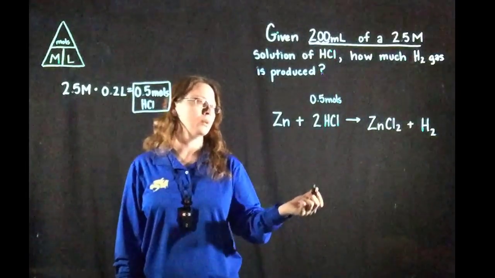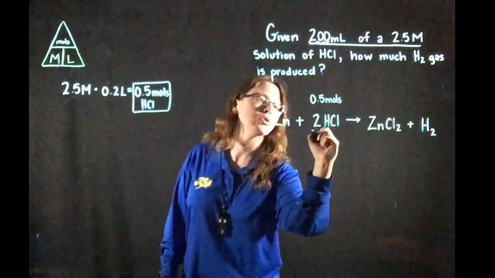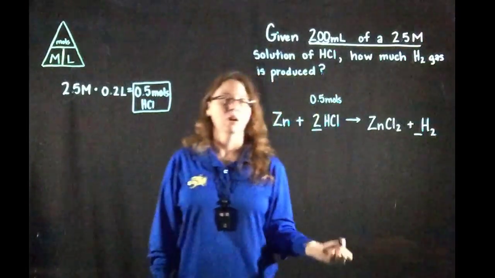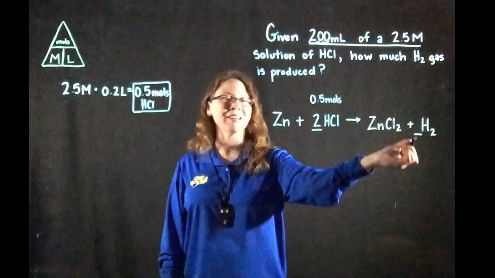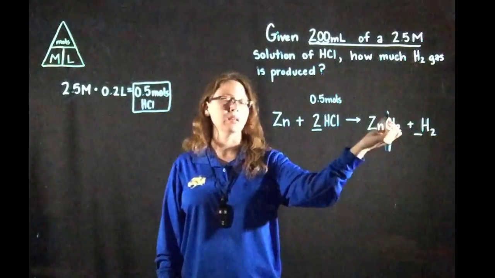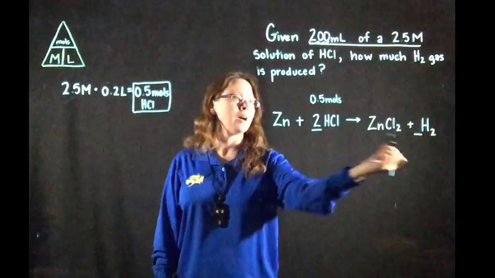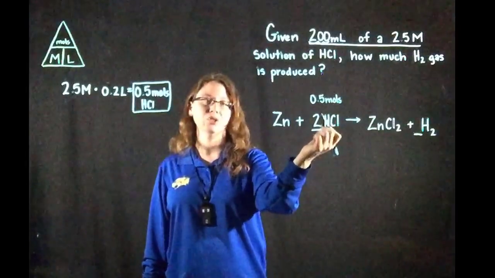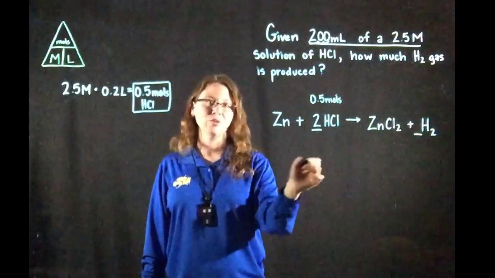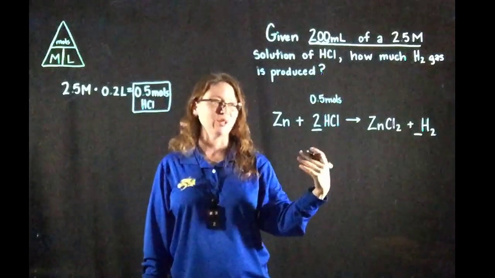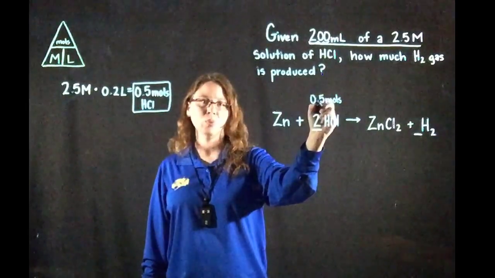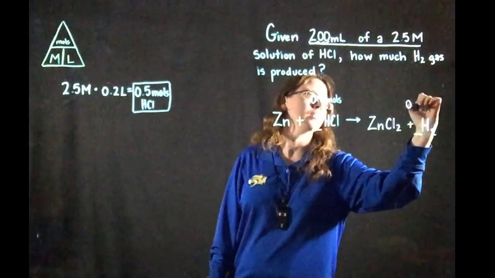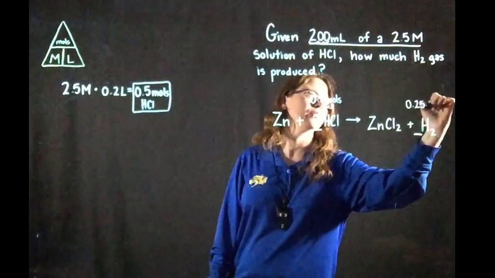The first thing that I would do is look to see that I have 2 moles of hydrochloric acid for every 1 mole of hydrogen gas. Remember, if there's not a number in front of it, then that means it's 1. So according to my molar ratio, I have half as much hydrogen gas as I do hydrochloric acid. So rather than write it this time, hopefully you can just follow along with me, I'm just going to take 0.5 moles and cut it in half. So that becomes 0.25 moles.